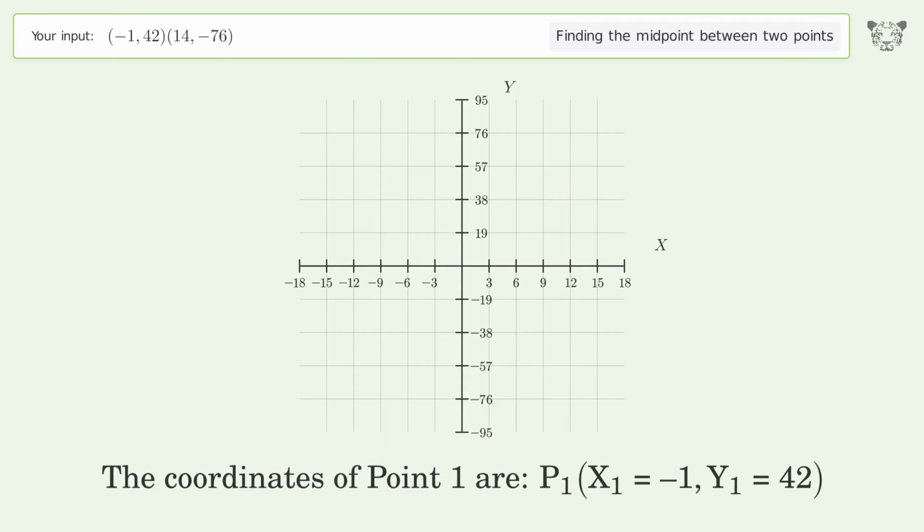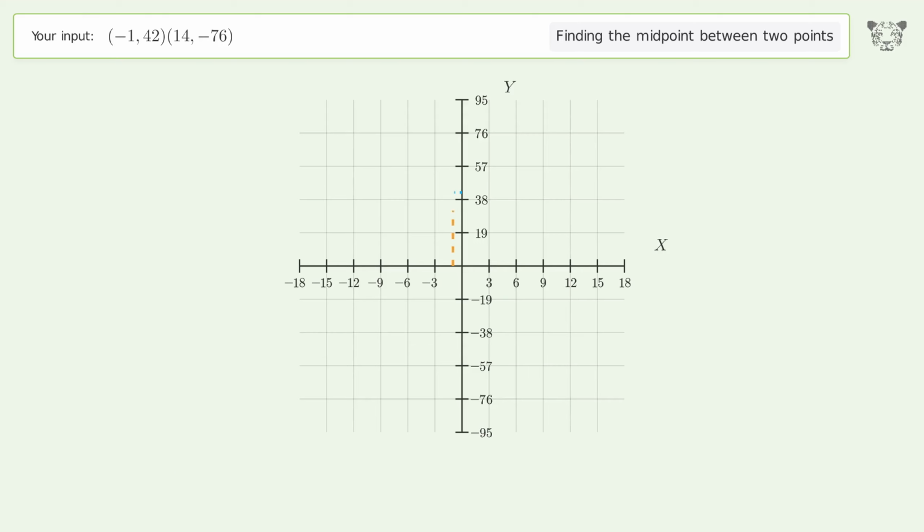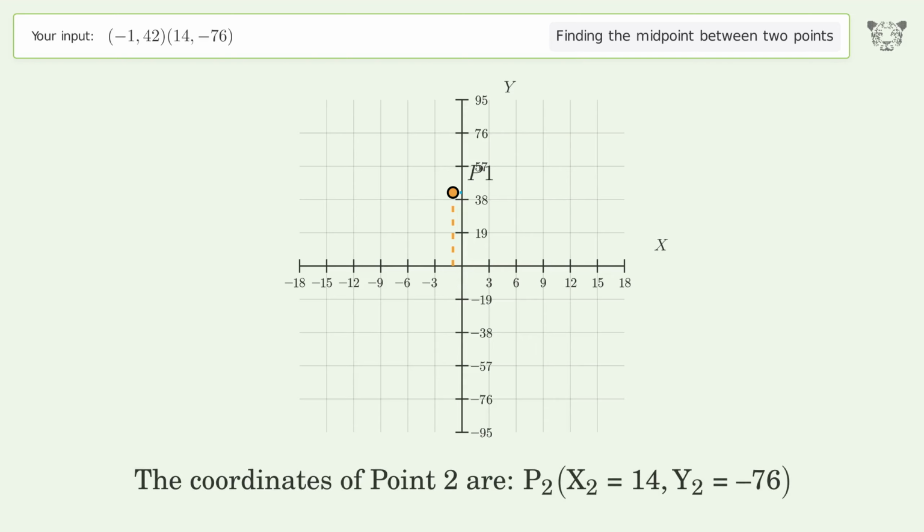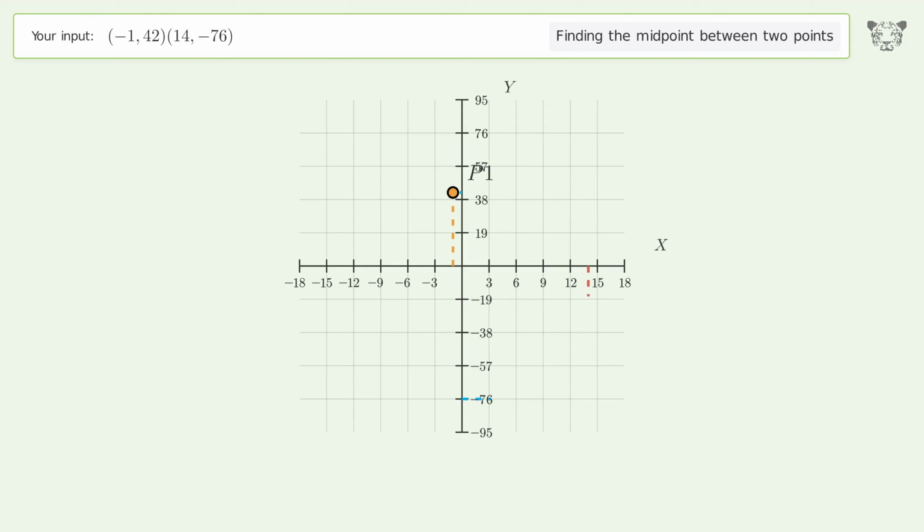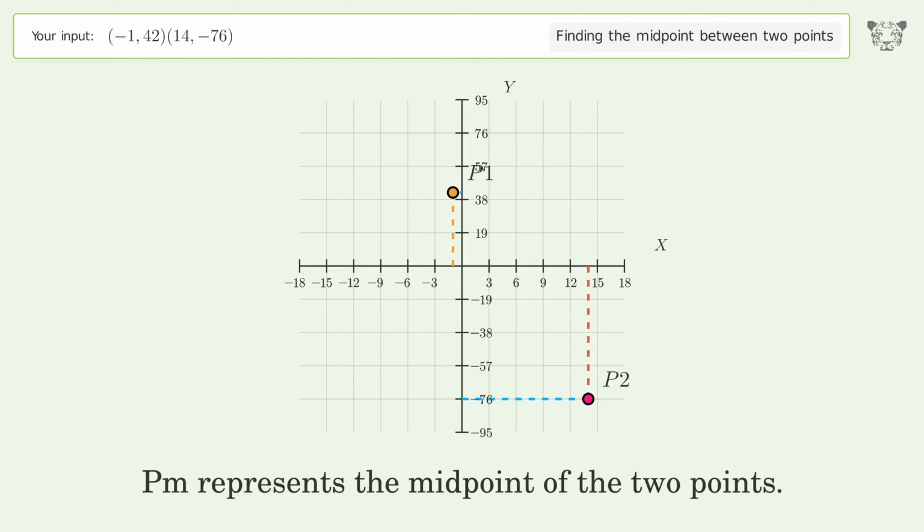The coordinates of point 1 are, x1 equals -1, y1 equals 42. The coordinates of point 2 are, x2 equals 14, y2 equals -76. PM represents the midpoint of the 2 points.